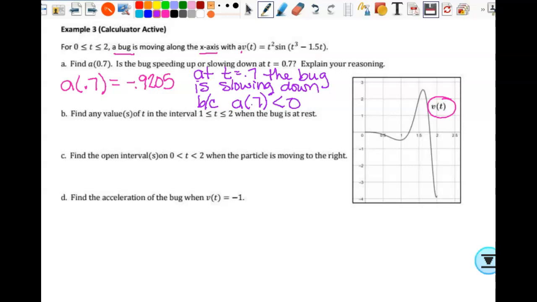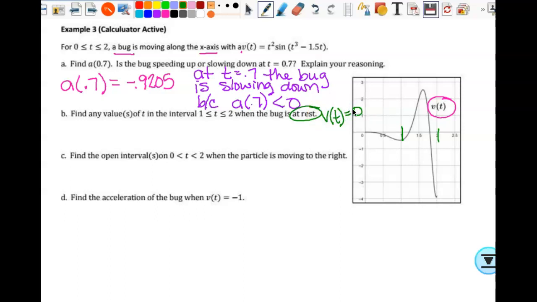All right. So then we move on to B. Find any values of t on the interval from 1 to 2. Okay? 1 to 2, so not the whole thing, just from 1 to 2. When the bug is at rest. If it is at rest, what is true? Velocity is 0. So this is when v of t equals 0.